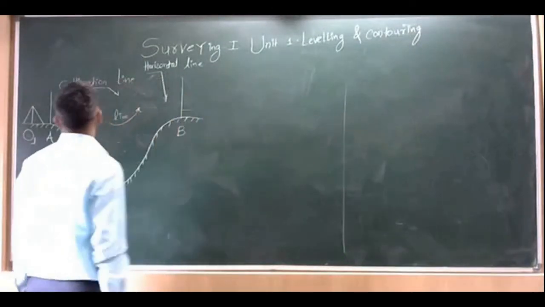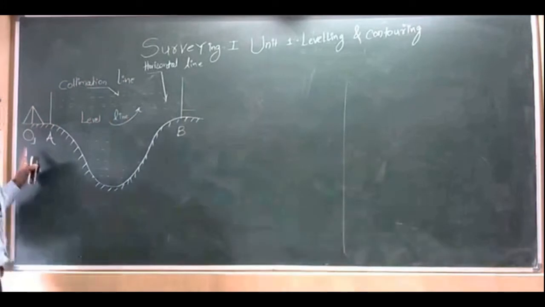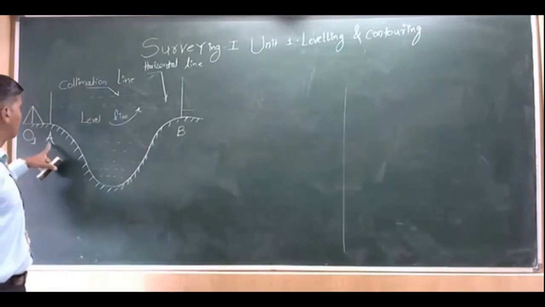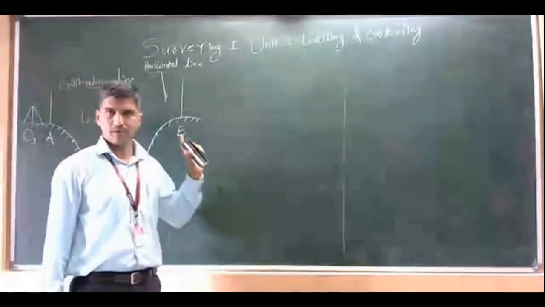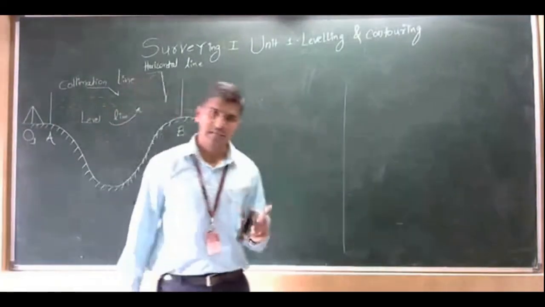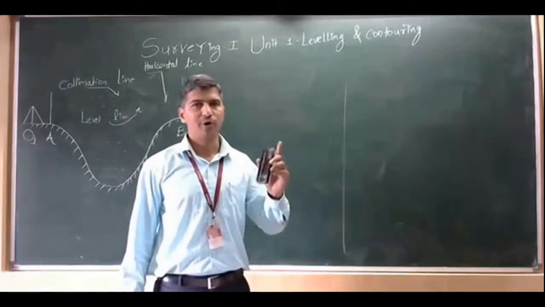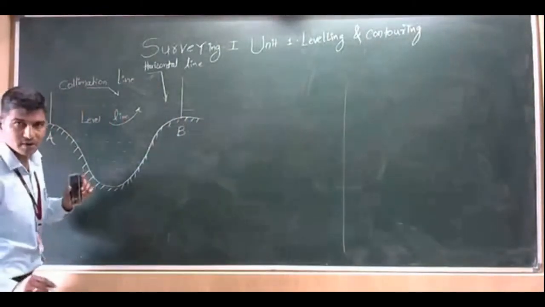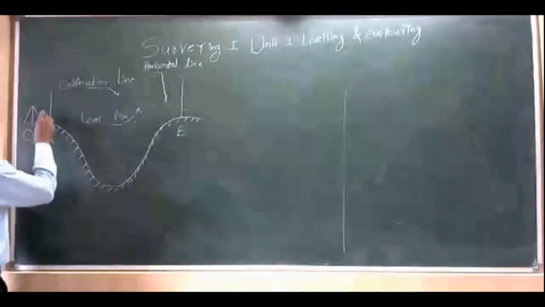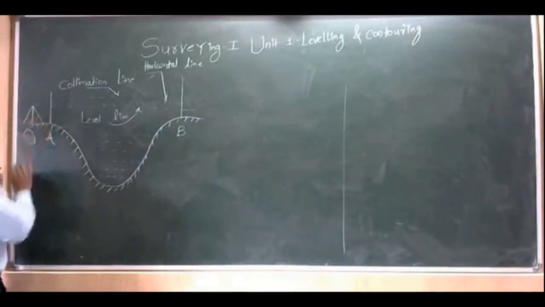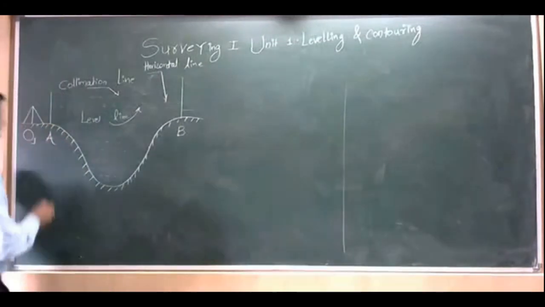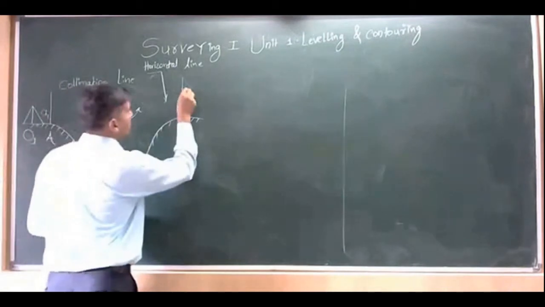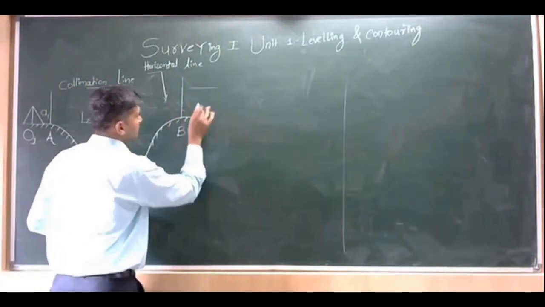The instrument is kept on O1. Measuring staff is kept at point A and point B. After temporary adjustments, readings were taken. Those readings are A1 on staff A and B1 on staff B.